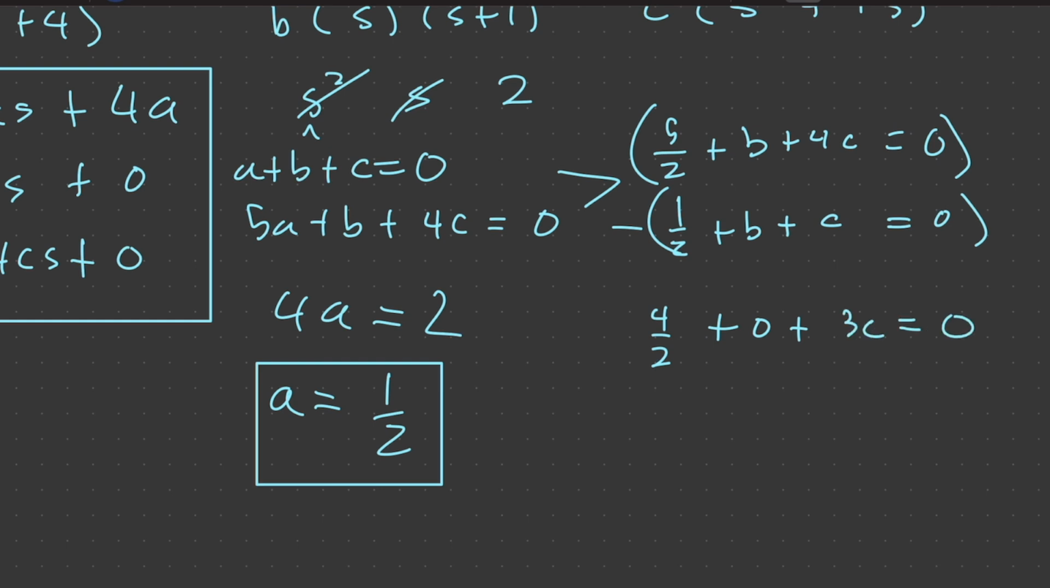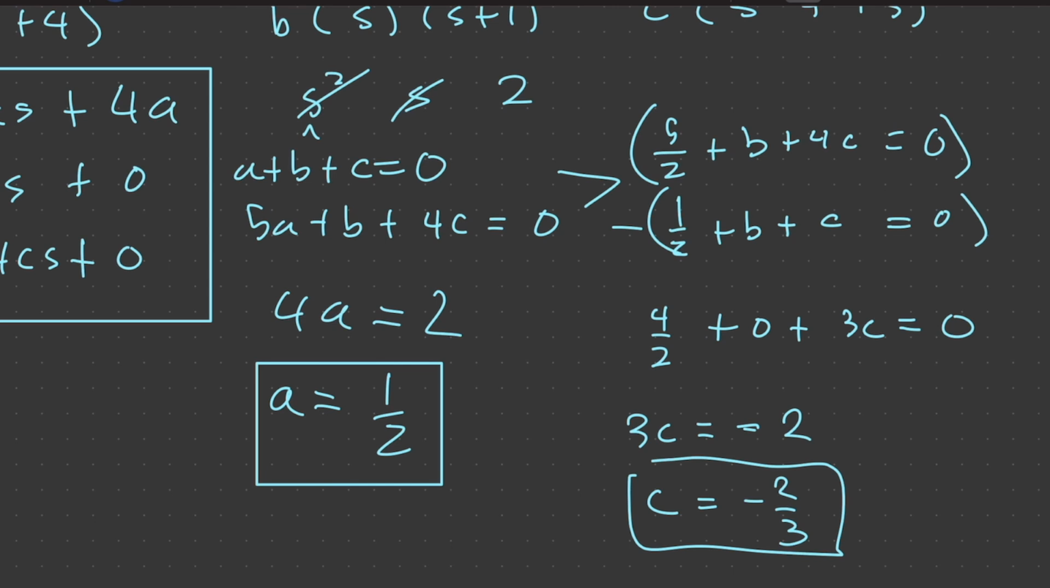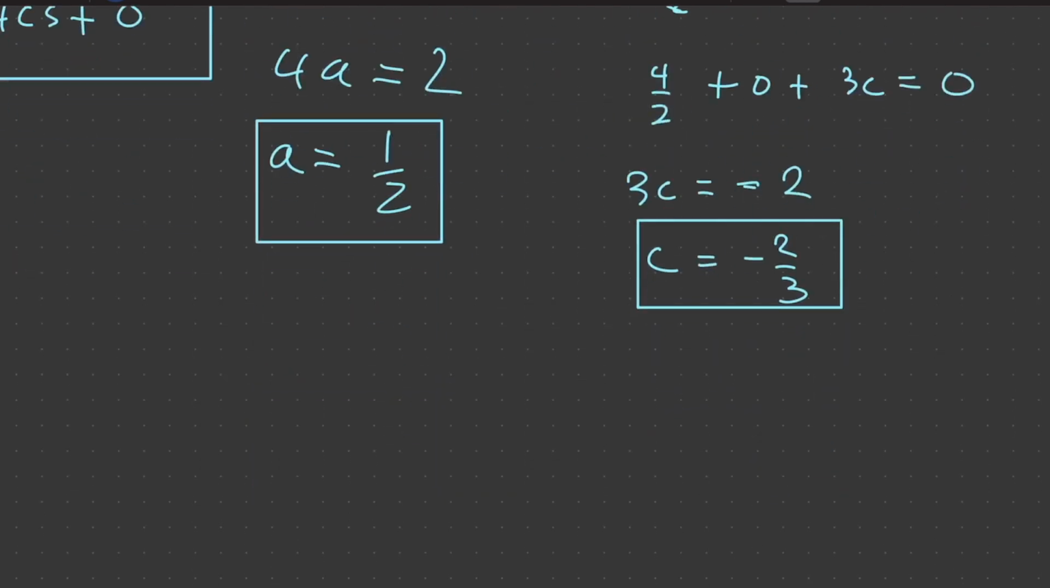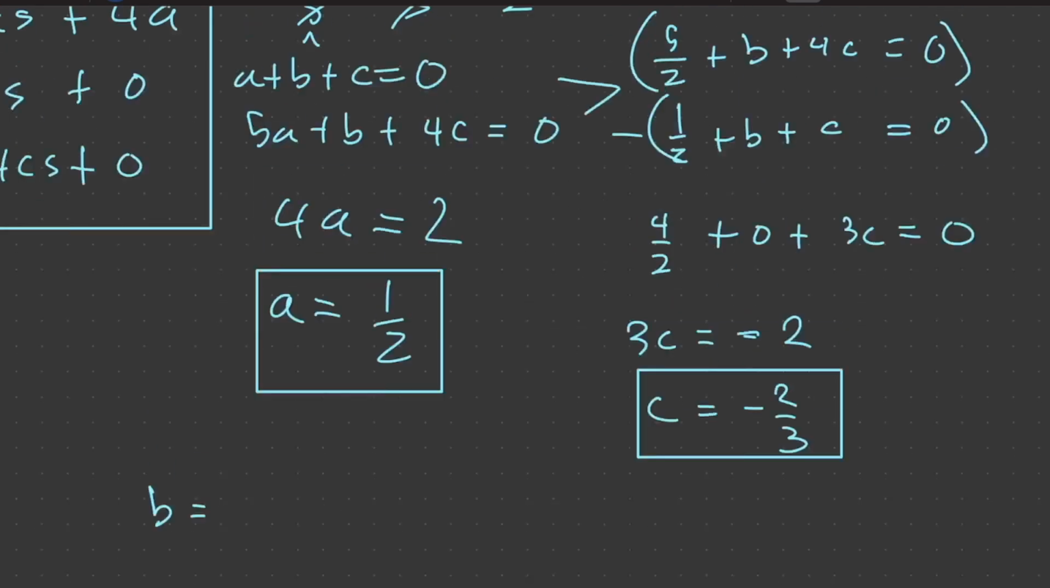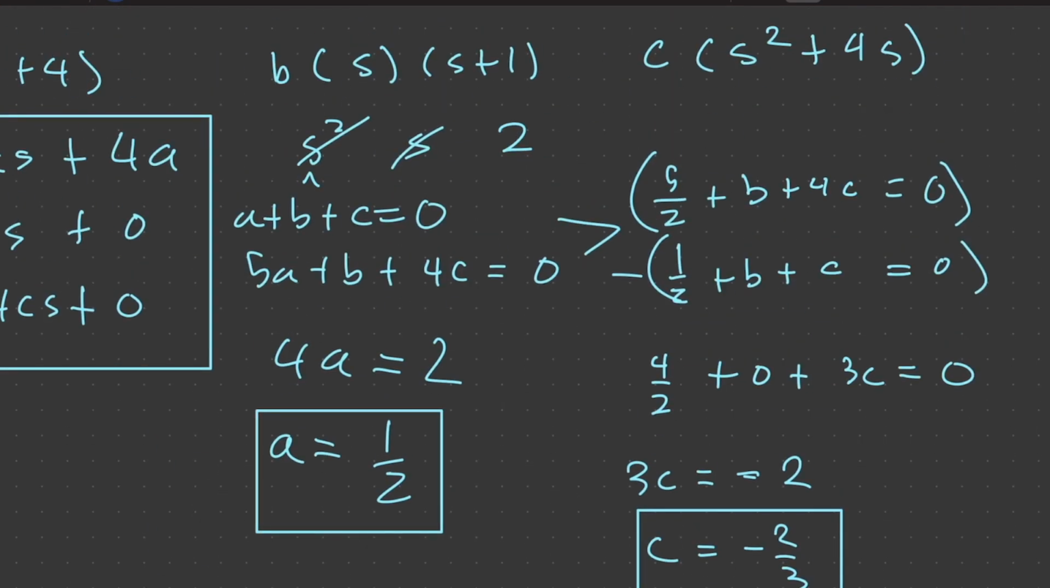Okay, so 3c is equal to negative 4/2, which would be negative 2. Okay, so c is equal to negative 2/3. That is correct. Okay, and then b is equal to, if we look at this equation, let's choose this guy to plug in.